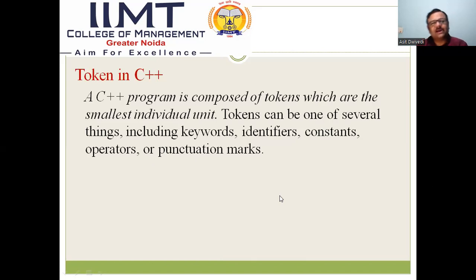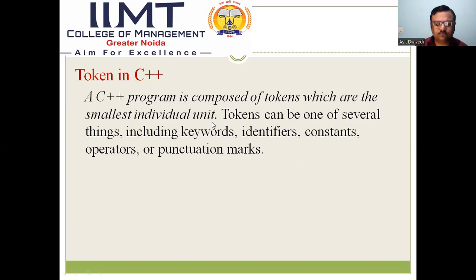Now, the next topic I am going to discuss in C++ is tokens in C++. Now, the question is what is a token? A C++ program is composed of tokens, which are the smallest individual units. Tokens can be one of several things, including keywords, identifiers, constants, operators, or punctuation marks.